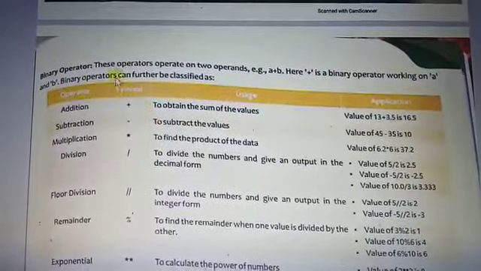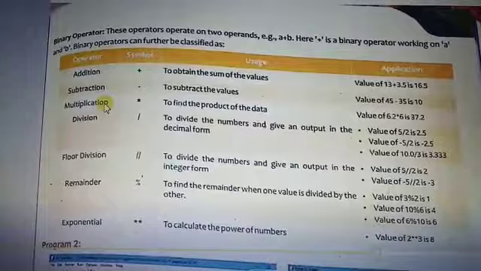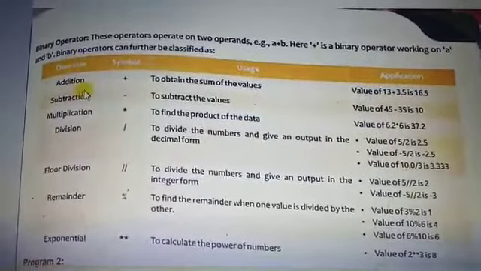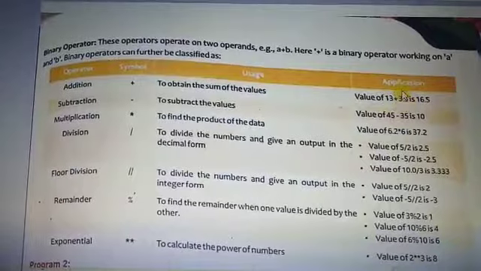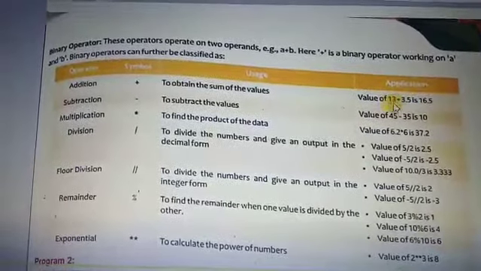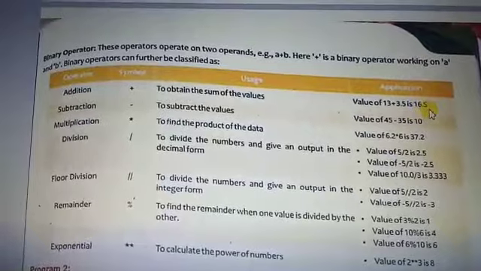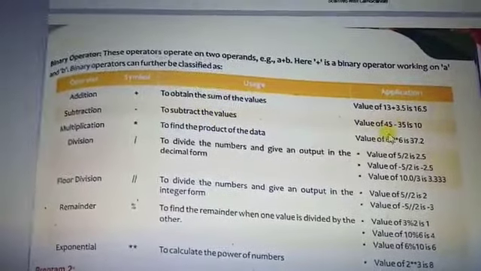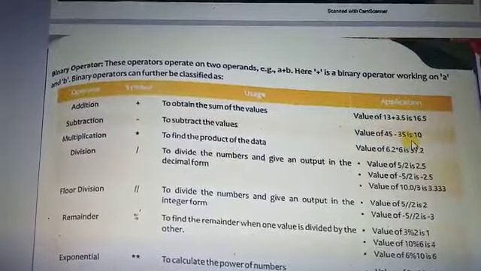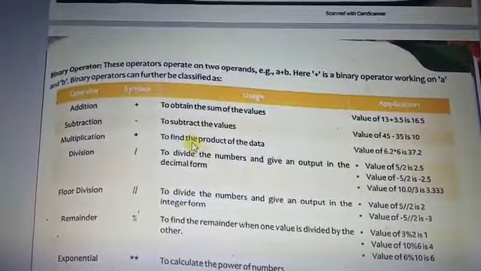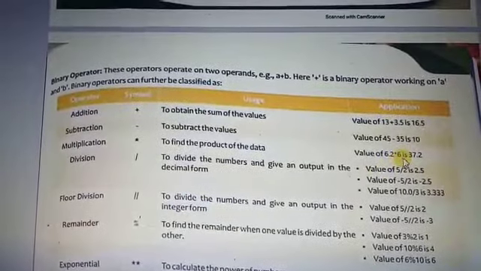In this figure, on one side there is the list of operators. The addition operator obtains the sum of the values. Suppose the first value is 13 and the second value is 3.5, the output is 16.5. In subtraction, the value is subtracted, 45 minus 35, and the output is 10. In multiplication, it gives the product of the values, like 6.2 multiplied by 6, and the output is 37.2.